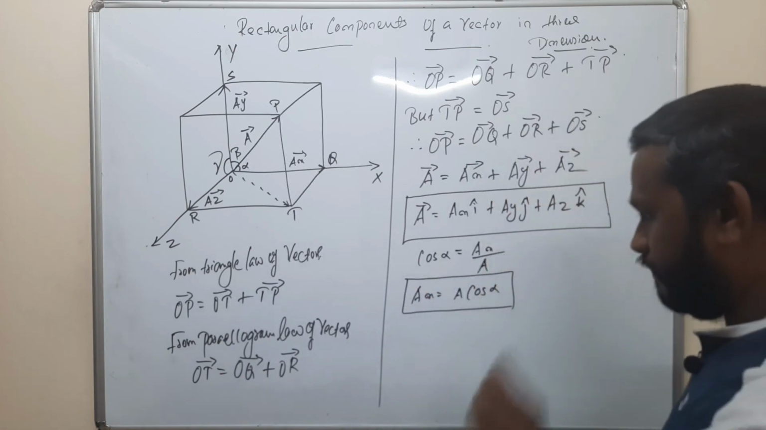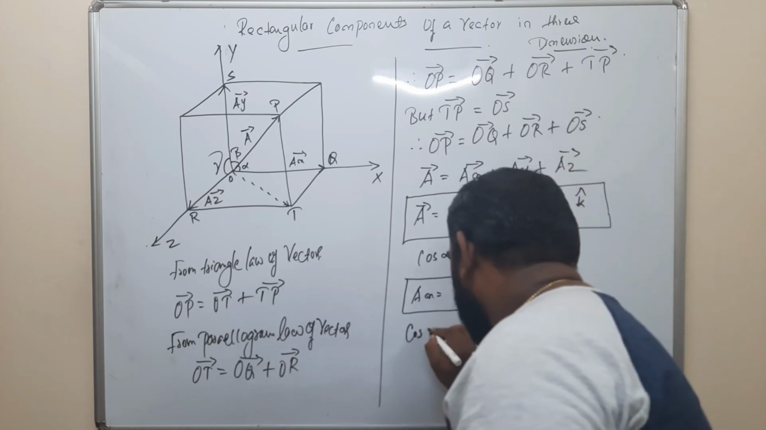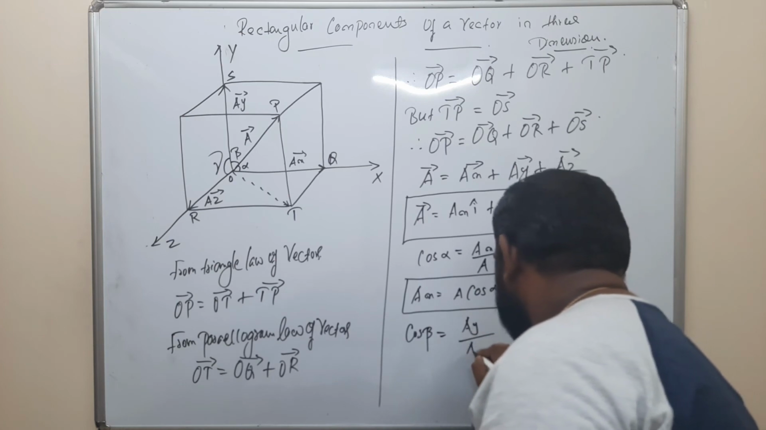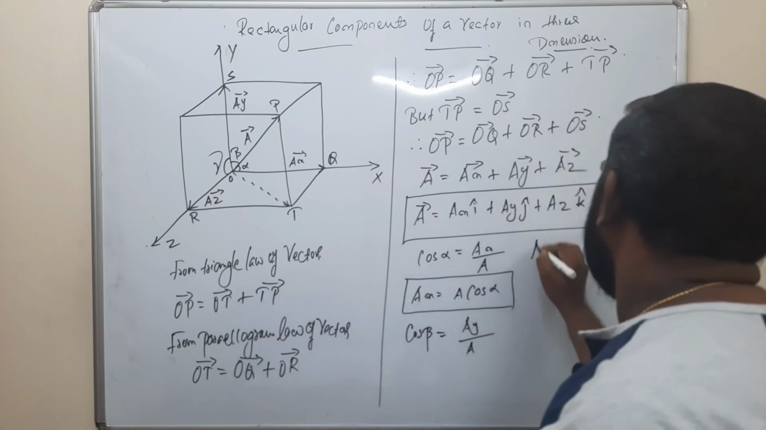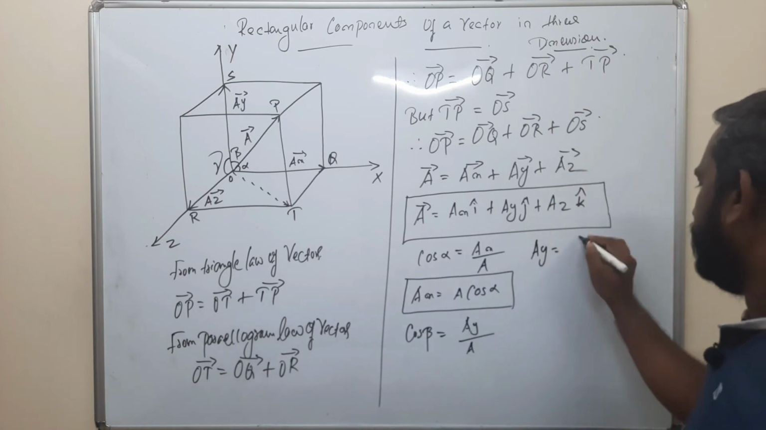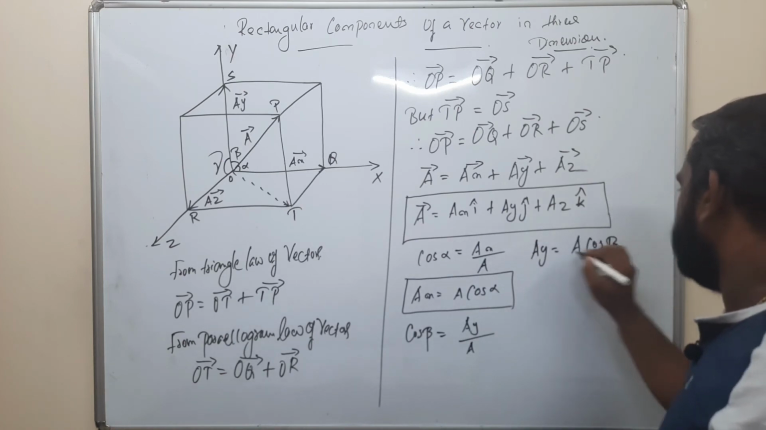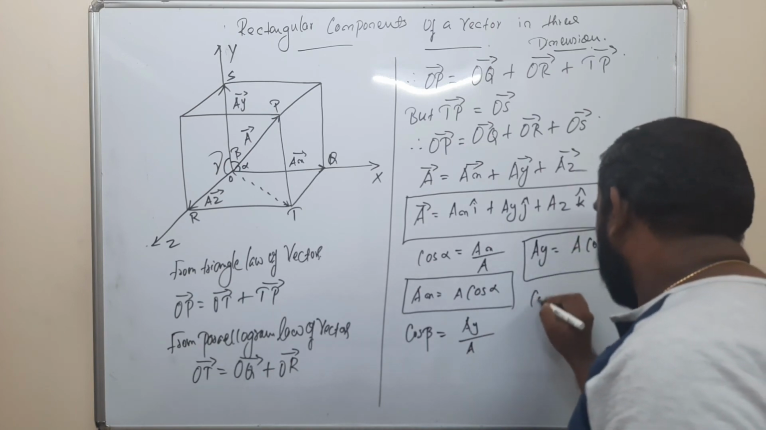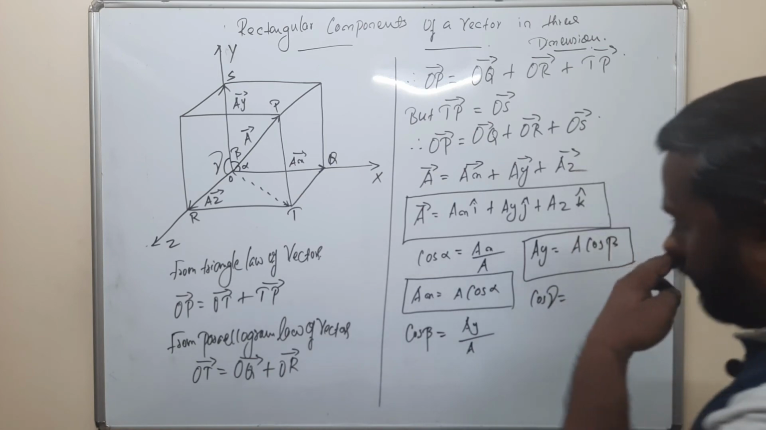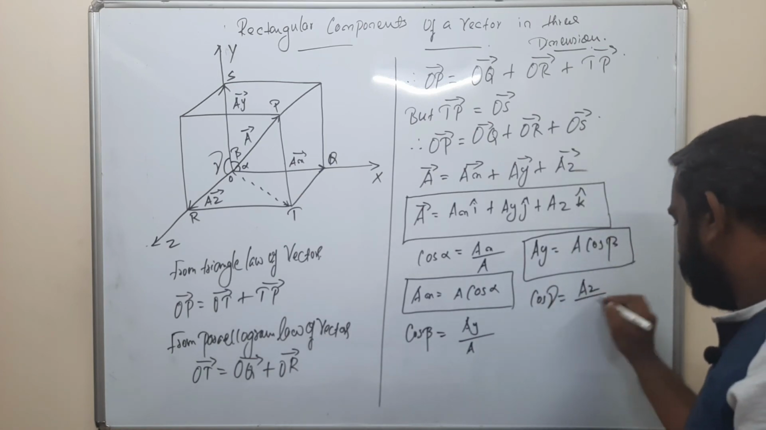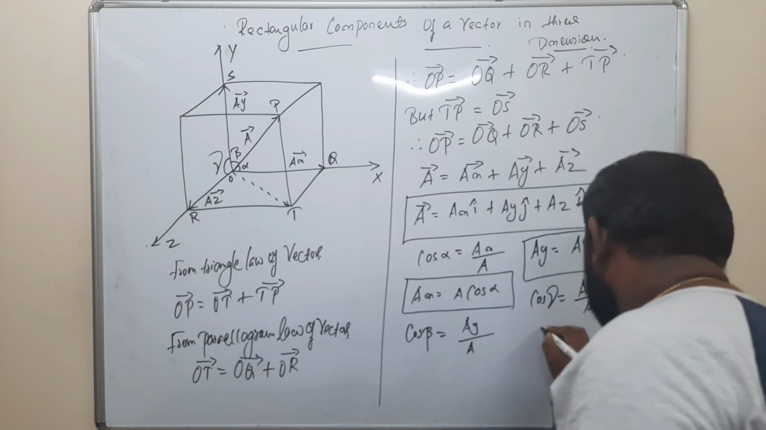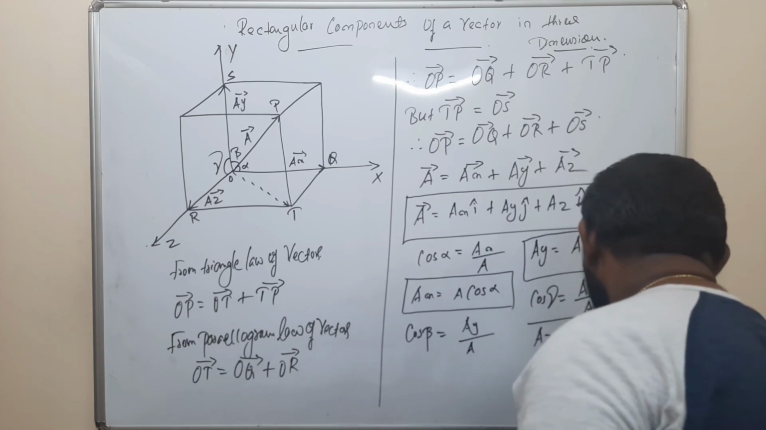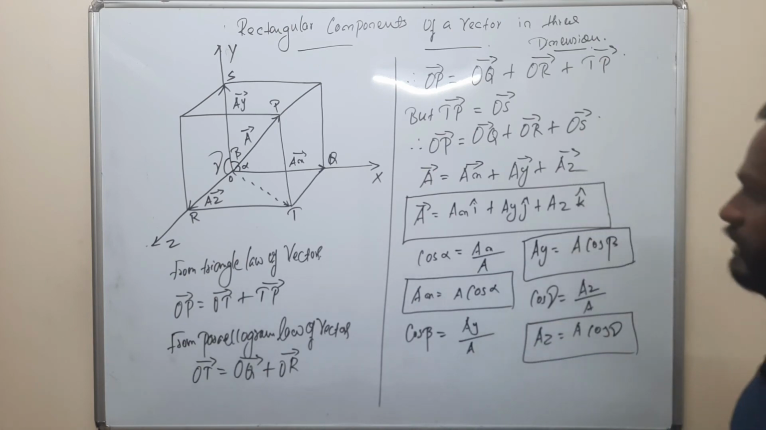Okay, similarly, cos beta is equal to AY by A. So AY is equal to A cos beta. This is the component along the y axis. So cos gamma is equal to AZ divided by A. So AZ is equal to A cos gamma. So this is the component along the Z axis.